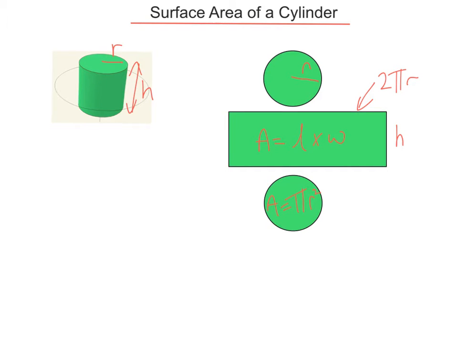If I'm looking at the surface area of a cylinder, I only need two values. This radius up here, which is the radius of the circle on this end and also the one on the other end, and the height of the cylinder.